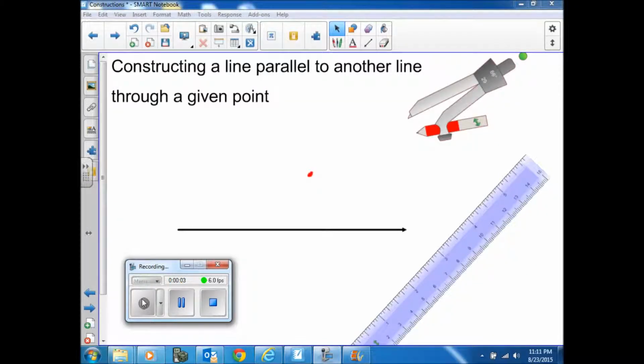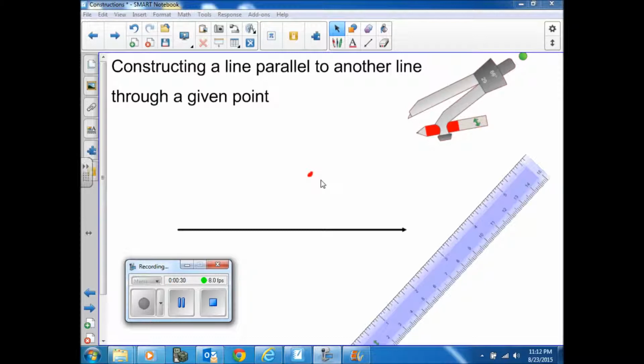Okay, what we're going to do in this video is construct a line parallel to another line through a given point. So if you have a line or a line segment and you're given a point, how are we going to construct a line parallel to that other line that goes through this particular point? Well, if you remember, parallel lines are two lines that will never touch one another.